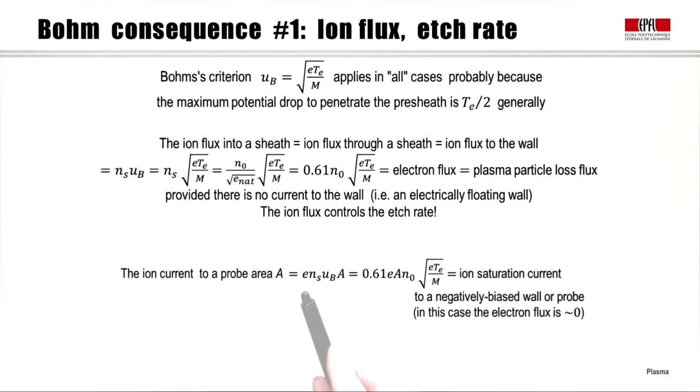We'll find a current e Ns times the probe area times this expression. This is a factor very often seen in plasma physics. It's called the ion saturation current to a wall or probe. If the wall is negatively biased, then the Bohm velocity still determines the ion flux into the wall because the ions cannot arrive any faster. In this case, the electron flux is 0.